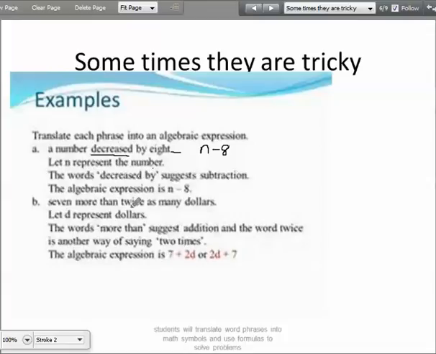Let's try this one. 7 more than twice as many dollars. 7 more. Well, 7 more means I'm going to be adding 7, right? So I'm going to take 7 plus. More than. Well, this "than" tells me what it's going to be more than. Twice as many dollars. Twice as many. Twice means 2 times. Twice as many dollars. Well, we don't know what the dollars are going to be, so that's going to be my variable. So it's 7 more than 2 times d. Twice as many dollars. Okay?